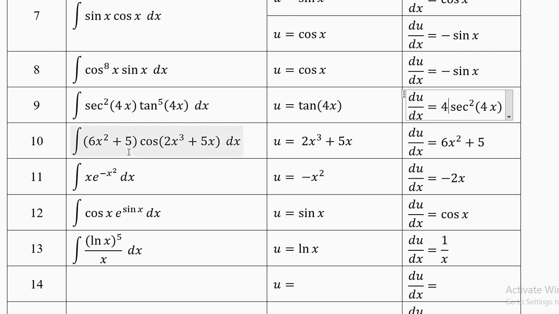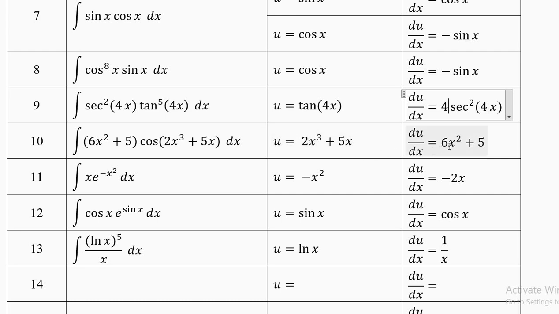Now you have cos of 2x cube plus 5x. This cannot be u. Cosine is like your f function and u is 2x cube plus 5x. Please do not focus on the answer. Just try to understand what is u. Then after that the steps are easy. We'll do 15 examples after this.